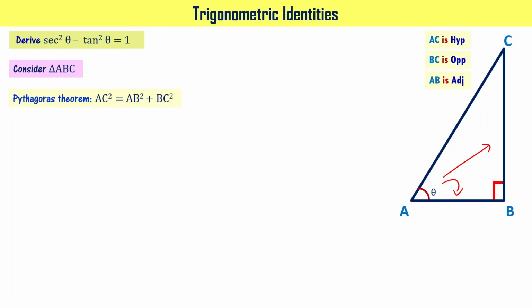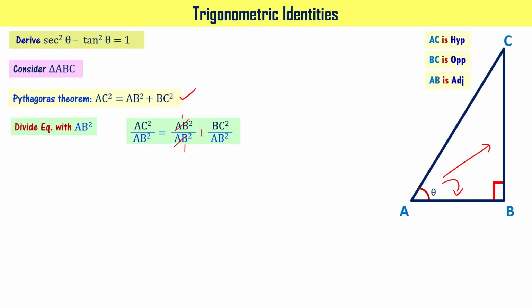Since it is a right angle triangle, we can write Pythagoras theorem, that is AC square equal to AB square plus BC square, right? Now I'm going to divide Pythagoras theorem with AB square. When I do that, I can write the relation as AC square by AB square equal to AB square by AB square plus BC square by AB square, right? AB square I can cancel, so that I can write it as 1 by 1, that is equal to 1.